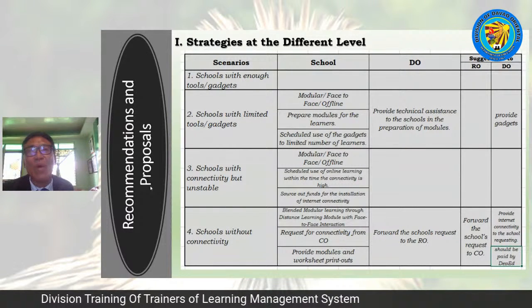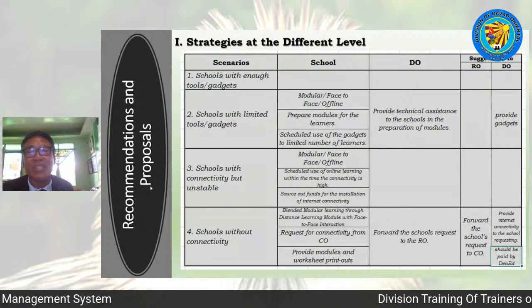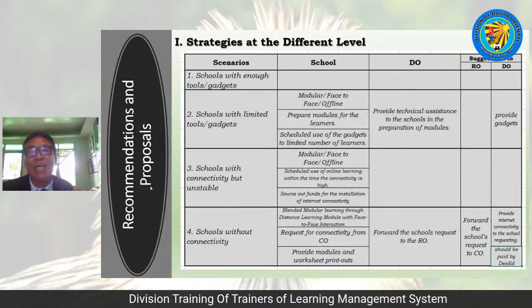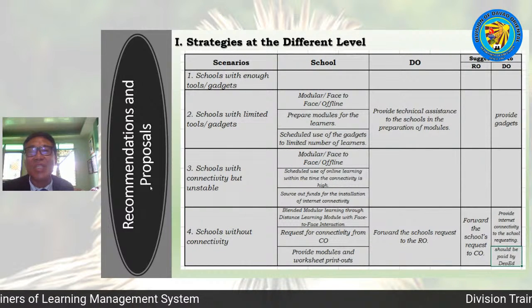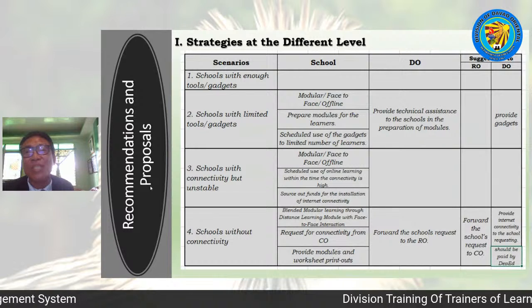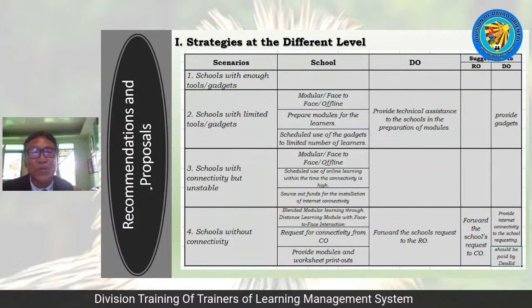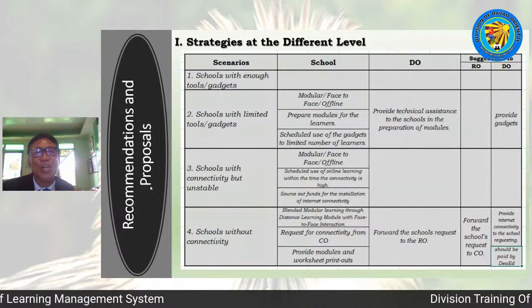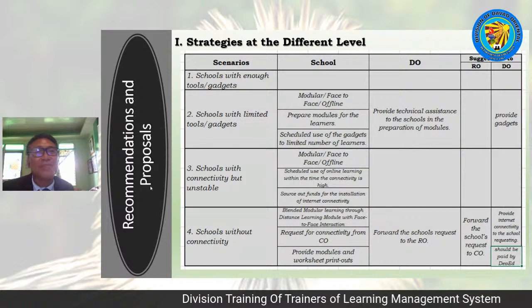Then ito, ang ginagawa ng division office ay forward the school's request to the regional office. Yun na, ginagawa natin in advance and preparation. Baka magka-problema tayo pag wala tayong plano. So forward the school's request to the central office naman yung regional office. Yun naman, ang division office ay may move na ginagawa din natin in preparation for the opening of classes. Okay, next.